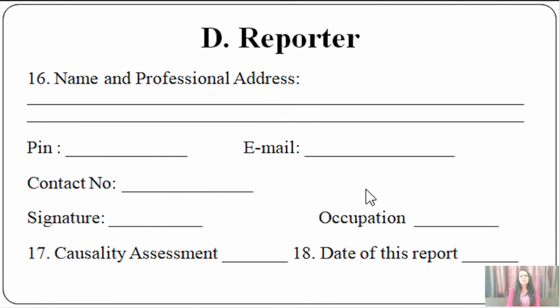Now coming to the last but not the least part, and that is reporter details. Here you have to mention the name and professional address, PIN code, email address, contact number, your signature, occupation and causality assessment if you are able to do. For causality assessment, I will make a separate video in which I will show you how to do the causality assessment for the adverse drug reaction, and the date of this report. So this completes the step-by-step filling of the ADR form.